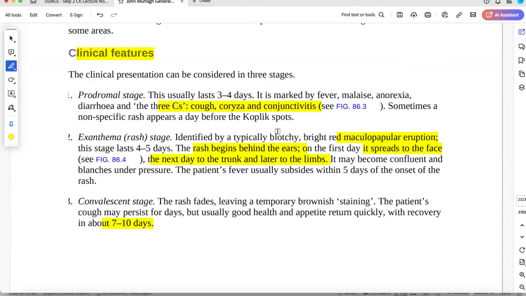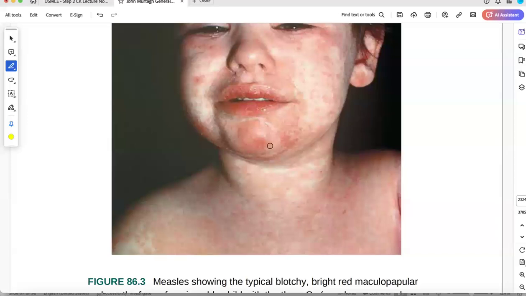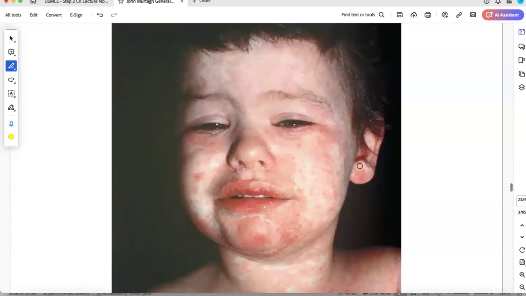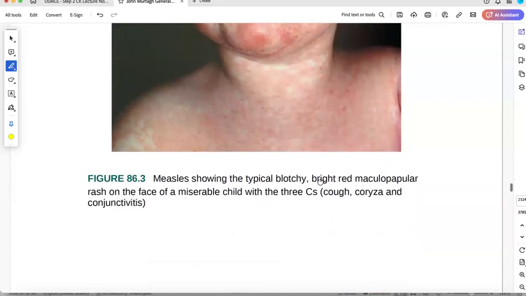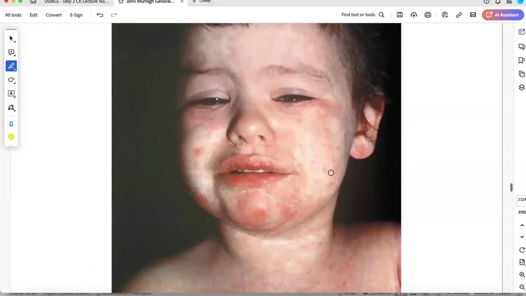Now the rash has a pattern. It's called blotchy, bright red maculopapular. The rash starts behind the ear, then goes to the face, and then goes to the whole body. So it's not fluid filled like chickenpox. It's a maculopapular rash, and it looks like the rashes are confluent with each other. And the child will look miserable because they are quite unwell with this.